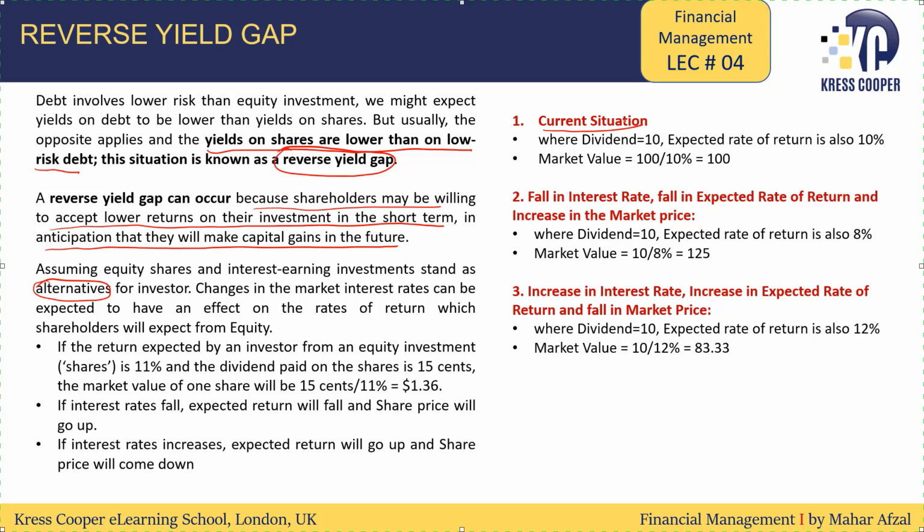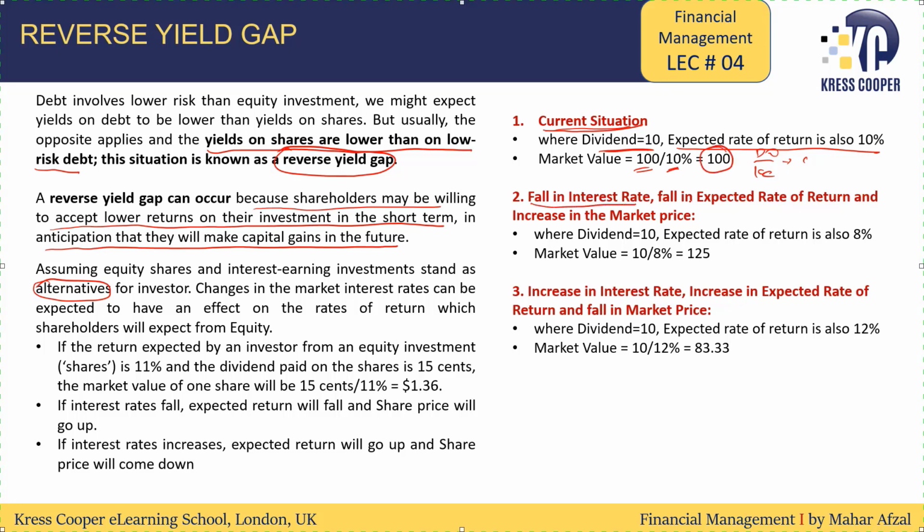This is the current situation. We can see in this current situation, dividend is 10, expected rate of return is 10 as well. So what will be the market value of equity? Market value of equity is equal to D naught over KE. We will discuss this. D naught is the dividend. KE is cost of equity. D naught is 10, KE cost of equity is 10%. So 100 will be the market value of the share.